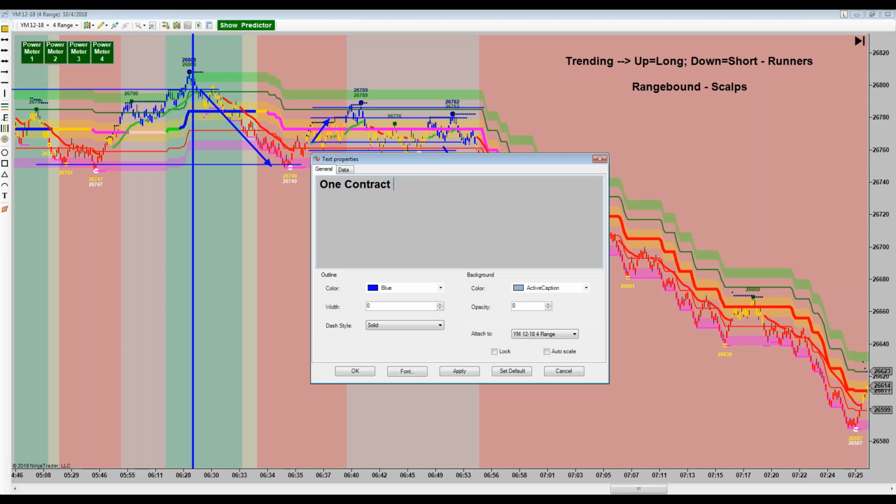We call that one lot. Okay, most of you heard that, right? One contract per lot. We call that one lot trading. One lot trading means one contract, right?